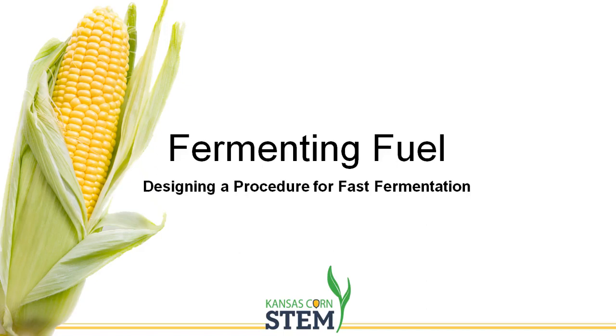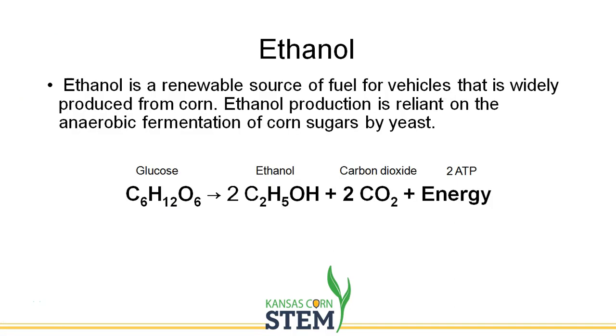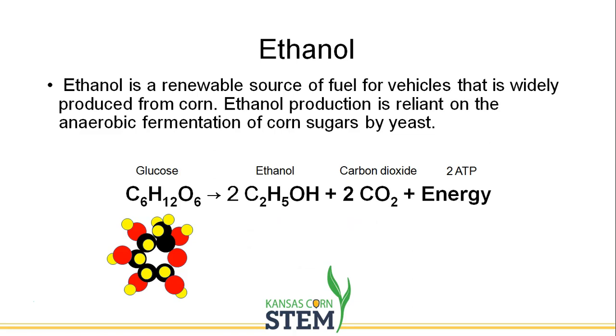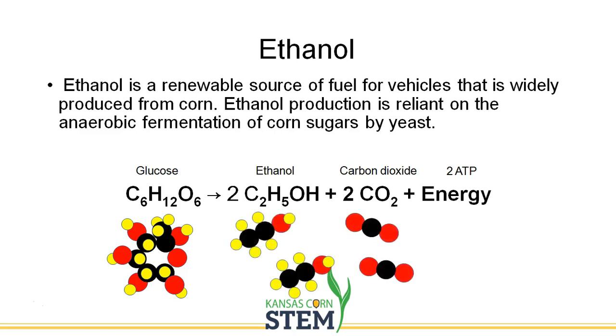This is the teacher tip video for Fermenting Fuel, designing a procedure for fast fermentation. Ethanol is a renewable fuel source produced by the anaerobic fermentation of sugars by yeast. As you can see in the equation below, one glucose molecule is used to produce 2 ethanol and 2 carbon dioxide molecules. This is a 2:2 ratio, which simplifies to 1:1, meaning that for every molecule of ethanol produced, a molecule of carbon dioxide is produced.